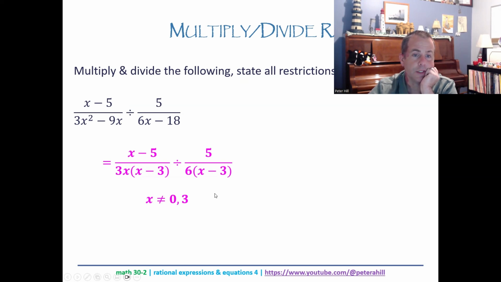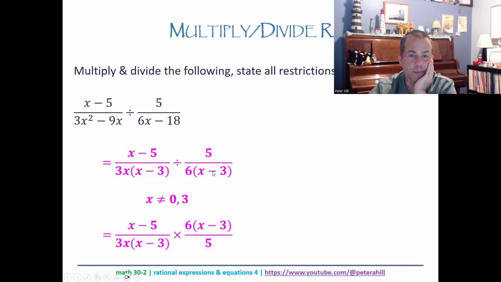Okay. Now I'm going to rewrite as a multiplication statement. So I've changed my division to multiplication and I flipped the second fraction. Okay. Now I can see, okay, well, my x minus 3s will divide out to be a 1, and then my 6 divided by 3 is 2 over 1.